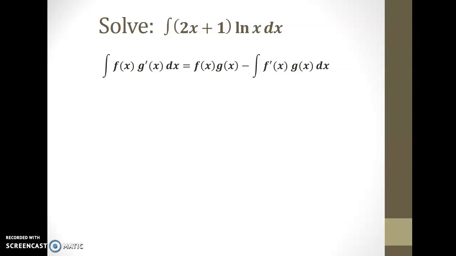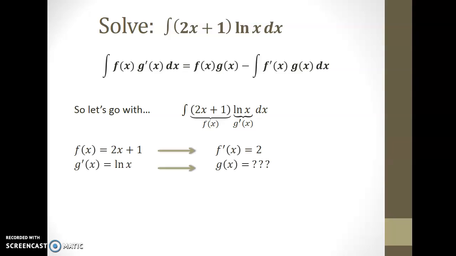So let's say we did as we did earlier, which is to pick f as being 2x plus 1 and ln of x as being g prime. Then that would mean that we would have to find f prime and g in order to complete the right-hand side of the integration by parts formula. Well, it's fine when it comes to finding f prime, because differentiating 2x plus 1 is just 2. But ln of x is not one of our basic functions, and we have no direct antiderivative for it. So we're kind of stuck.